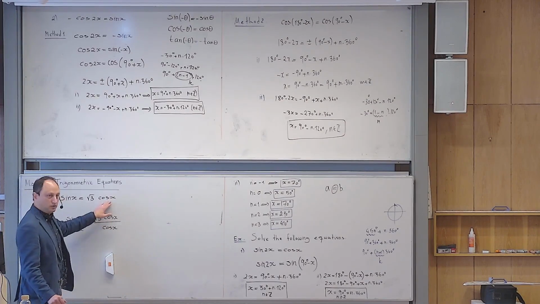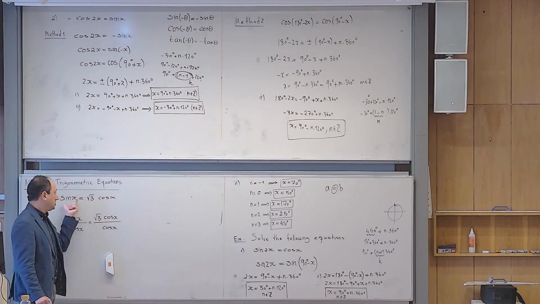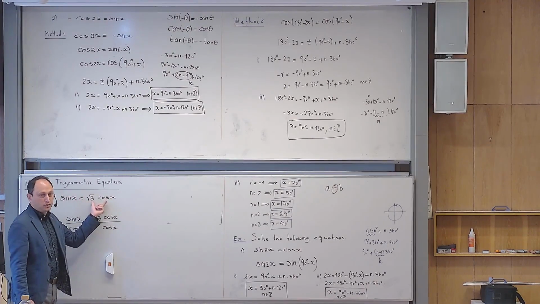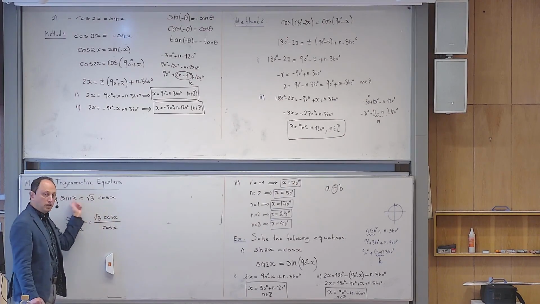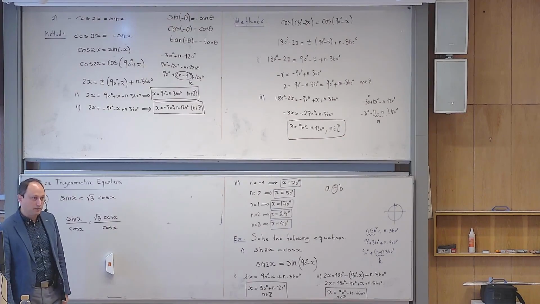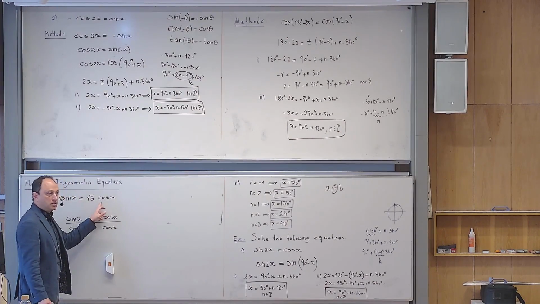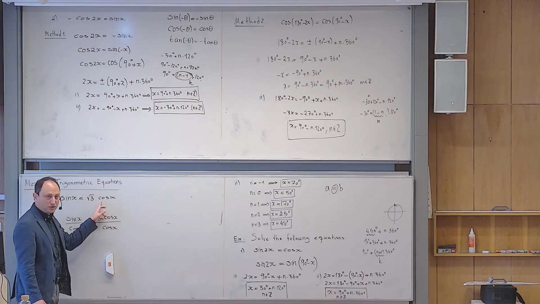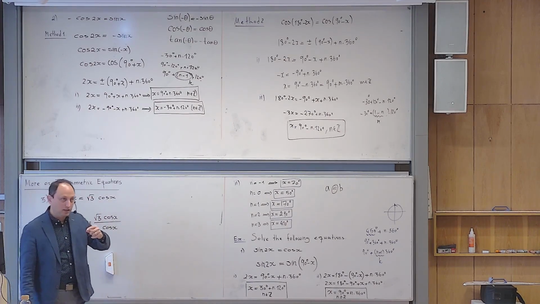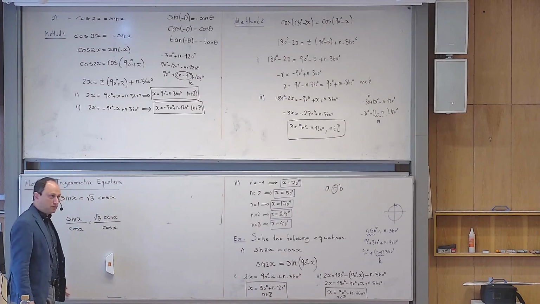If cosine is 0, the right-hand side becomes 0, and then this means that sine should also be 0. So it means that x should be an angle for which sine and cosine are simultaneously 0. But this cannot happen, yes? Because sine is the y-coordinate, cosine is the x-coordinate. It is not possible to be on the unit circle and have the x and y coordinates simultaneously 0. Okay, so we are on the safe side to divide.